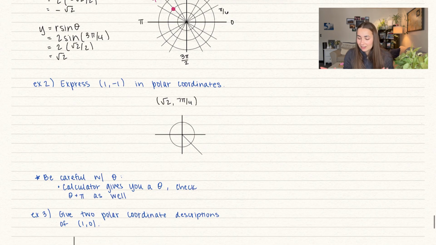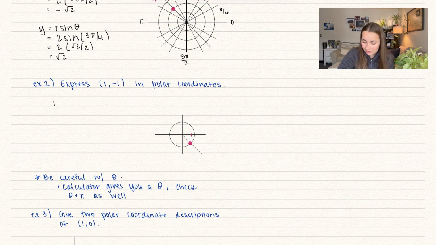Okay, sorry. Let's express the point 1, negative 1 in polar coordinates. So what we're going to do is graph it out first. On our Cartesian plane, I'm going to go over 1 and I'm going to go down 1, which is going to be this point right here. You can already see that it is set up to represent it in polar coordinates. And let's go ahead and calculate it out.